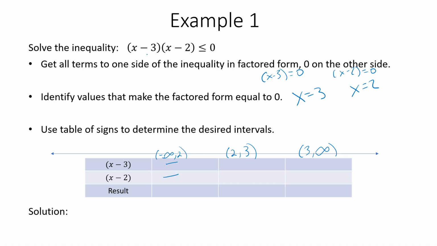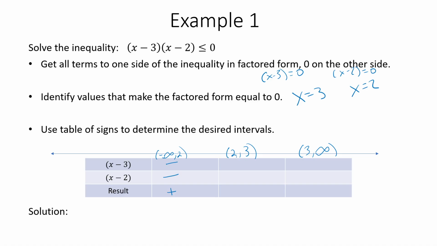Now, looking back at our original expression, we have this term times this term. A negative term times a negative term should result in a positive outcome. Is a positive outcome what we want overall? No, it's not, because we want it to be less than or equal to 0. So let's look at the next interval, the interval from 2 to 3.